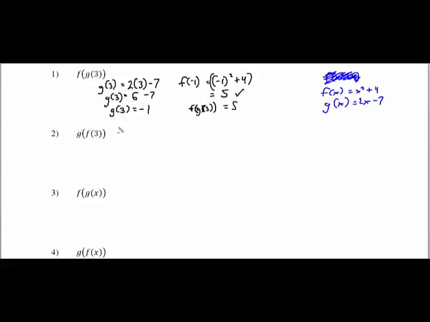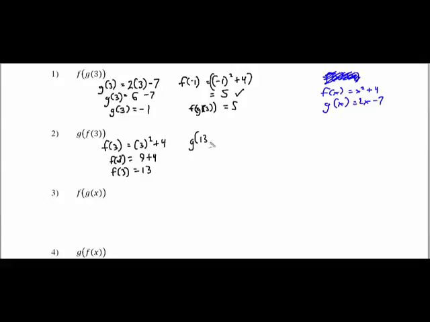So now let's do g of f of 3. I start off with f of 3 by plugging 3 in for every instance of x in f. So this gives me 3 squared plus 4. That's 9 plus 4. So f of 3 is equal to 13. All right, so 13. Looking good. Now I'm going to plug that into g.